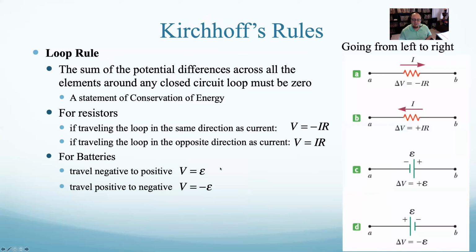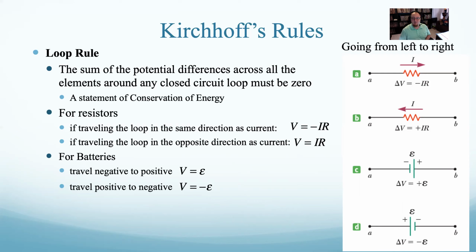When you pass over a battery in the same direction a battery likes to go, which is from negative to positive, if you travel across a battery when you do your loop from negative to positive, you add that much voltage. If you go in the opposite direction, from positive to negative, you're going against the battery and you subtract that much voltage.